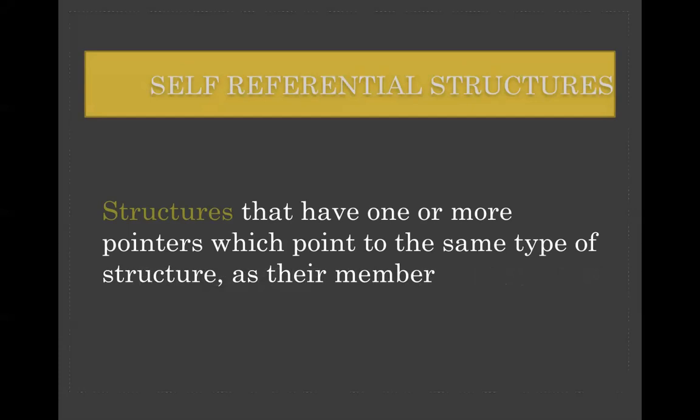As the explanation goes, they are structures that have one or more pointers which point to the same type of structure as their member. That is, a structure will have a pointer member which will be pointing to the same type of structure. Say for example, a structure A will have a pointer member which will be pointing to structure A. This is called a self-referential structure.